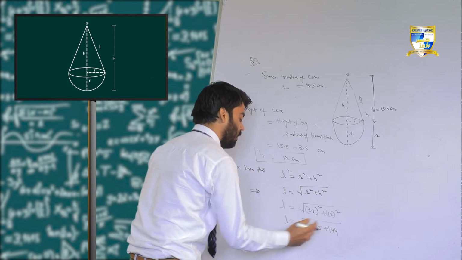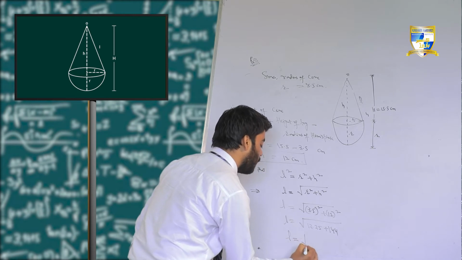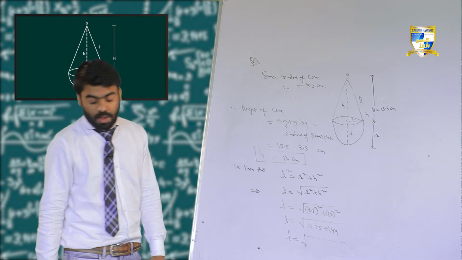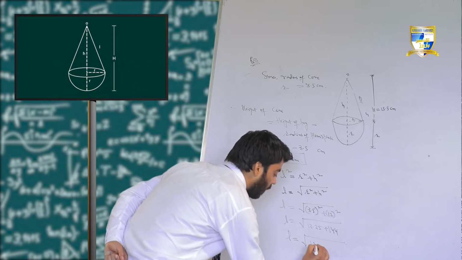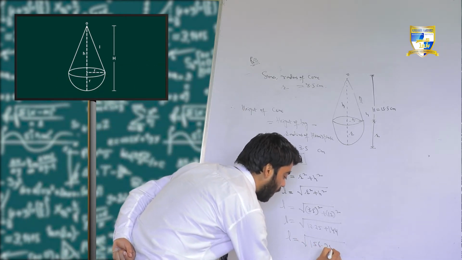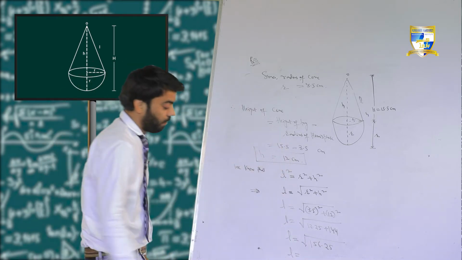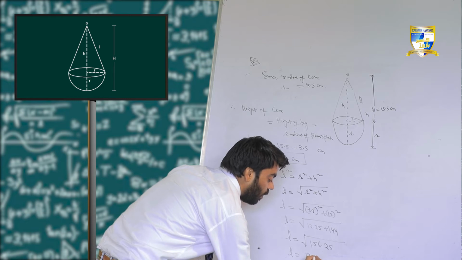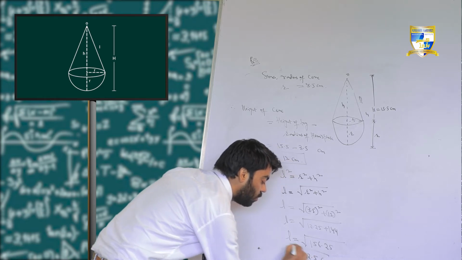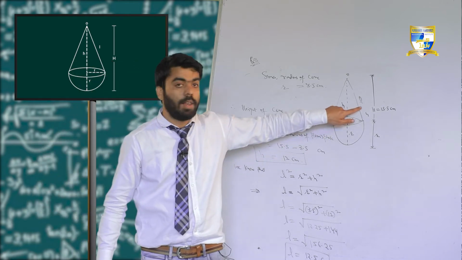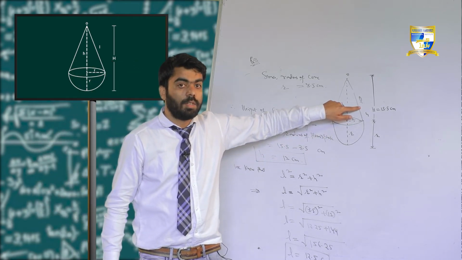Just add them. What is the value? 12.25 plus 144 becomes equivalent to 156.25. And do the square root of this number. We will get 12.5 centimeter. So, I got the value of this L, which is the slant height, right?